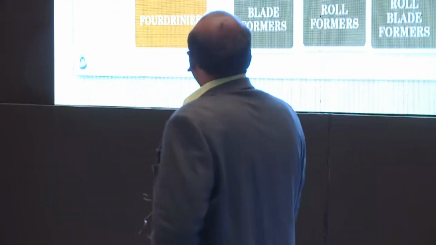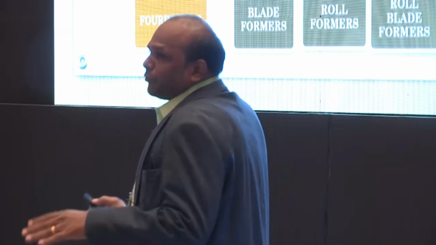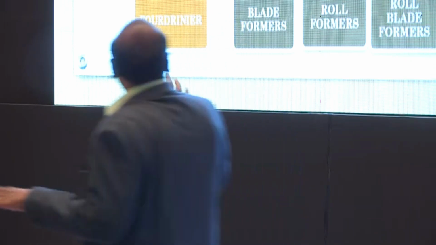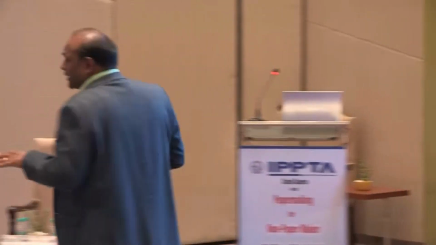And these are all the types of wire. Types of wire can be classified into only two types. First one is single wire. Second one is twin wire. In single wire, there is only one wire, called the fourdrinier, that we already discussed. In twin wire, the sub-classification has been made as gap formers and hybrid formers.